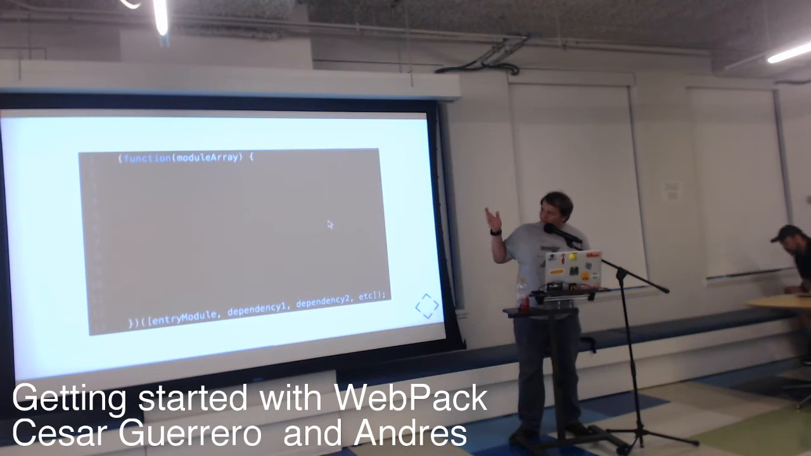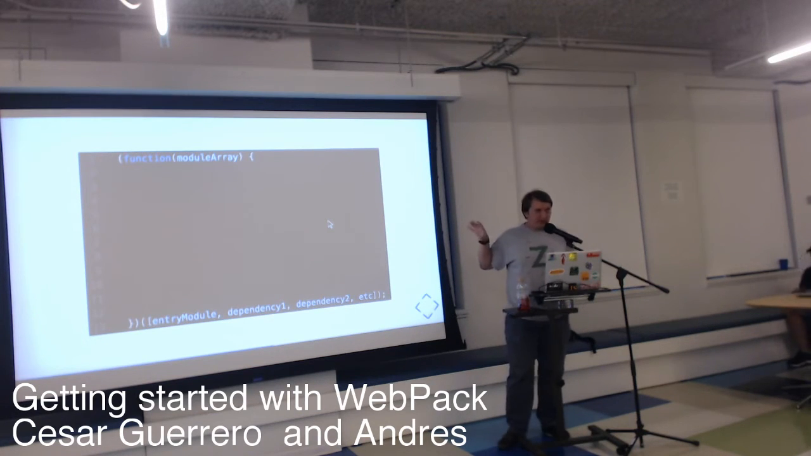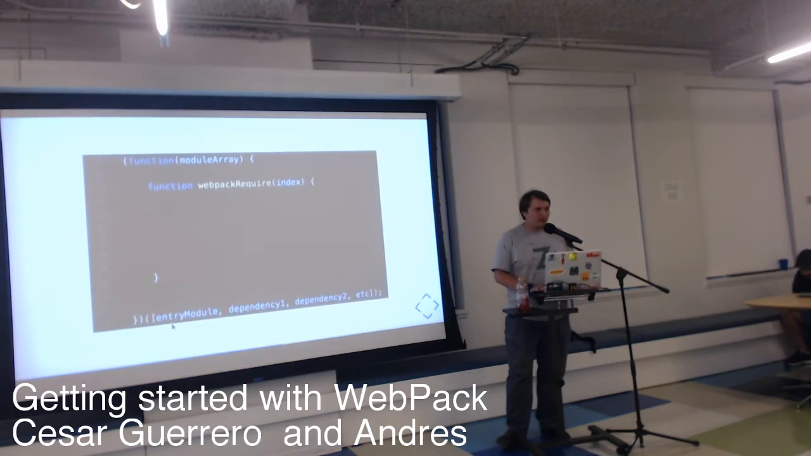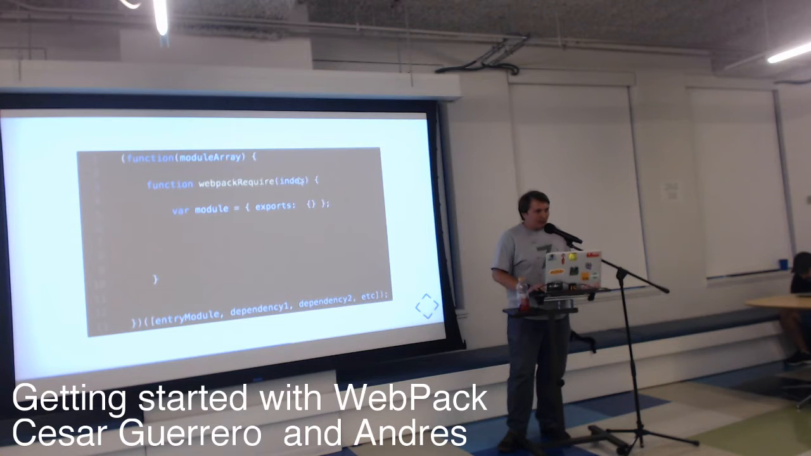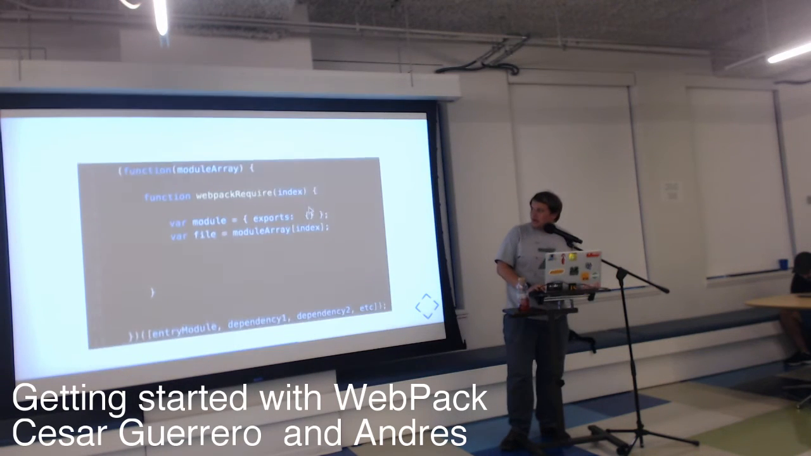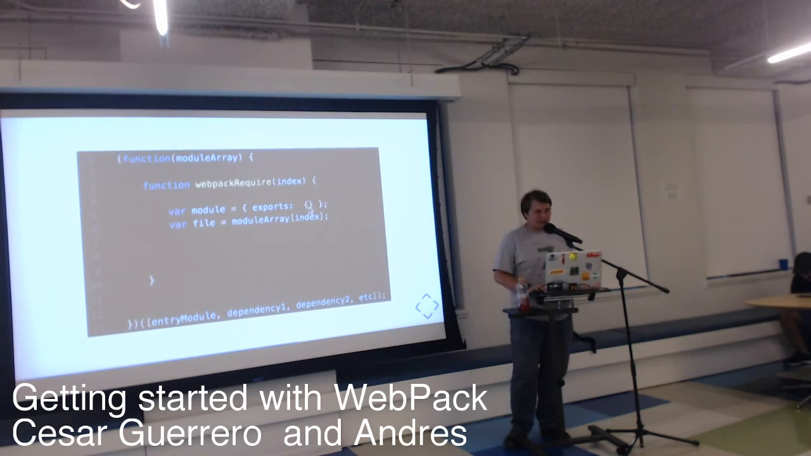It's going to create a self-invoking function. So you have all your scope over there, and it's going to pass a module array. That is the array that we have in the first step of all our dependencies. Remember, those dependencies are now functions that we can run. But first, we are going to declare the Webpack require function that just receives an index as a parameter. After this, we are going to create a module object with an exports key that is also an object. And after this, we are going to require a file from that module array using that index.